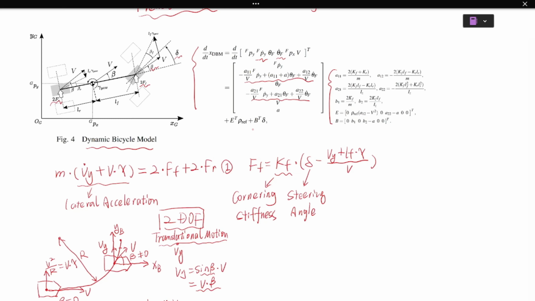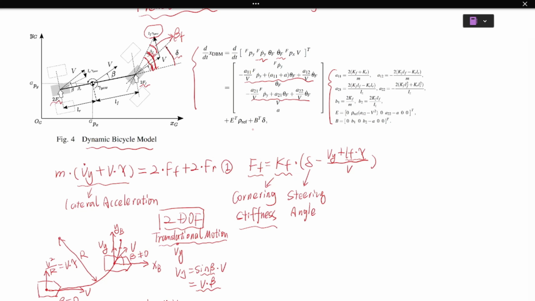And LF times gamma over V, this is this angle. So this is beta and this is LF times gamma over V. The sum of these two angles together minus delta is this angle, beta F, the front tire's slip angle. Times cornering stiffness equals front tire's lateral force.